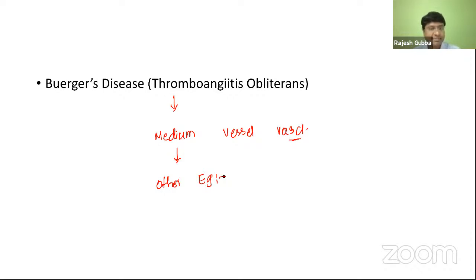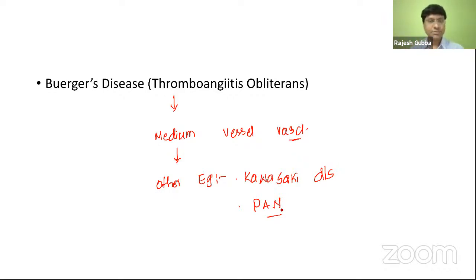The other examples of medium vessel vasculitis include Kawasaki disease. Very good, Chandiya and Vishnu have answered it. Excellent. Kawasaki disease and also polyarteritis nodosa. Very good, Arya Rajesh, Monica, Gopalakrishnan. Super, Vishnu. So these are the other examples of medium vessel vasculitis.